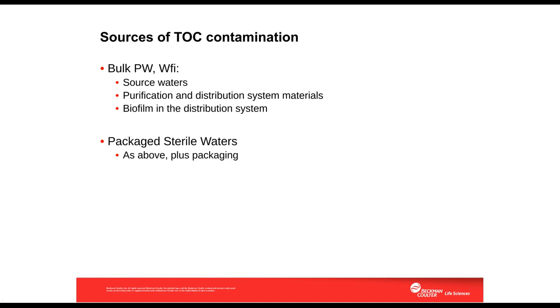USP 643 points out that TOC is an indirect measurement of organic contamination, and that whilst TOC can be a food for microbes, encouraging their proliferation in water systems, there's no direct numerical correlation between TOC levels in a water system and microbial contamination levels. It goes on to state that TOC can be introduced to a bulk water system from the source water, from the purification and distribution systems, and from biofilm growing in the system. For packaged sterile water, an additional source of TOC can be the packaging itself.